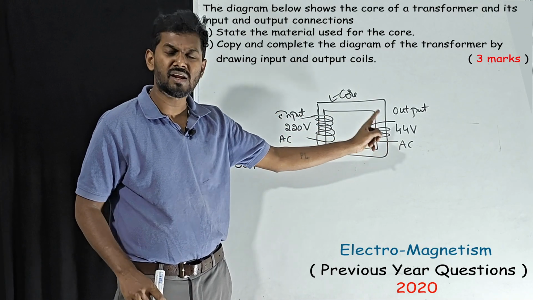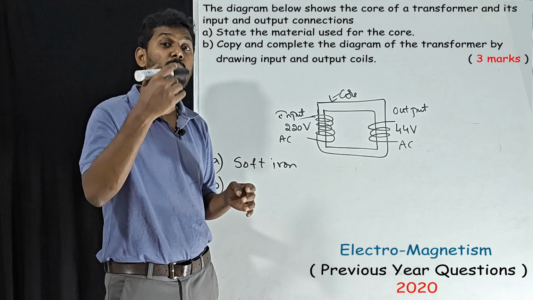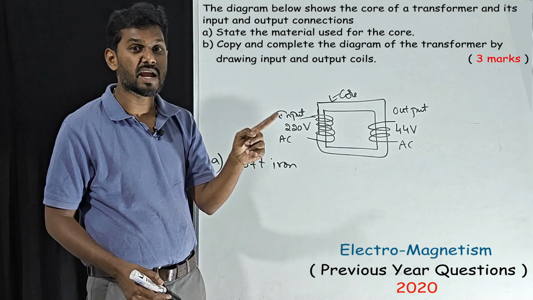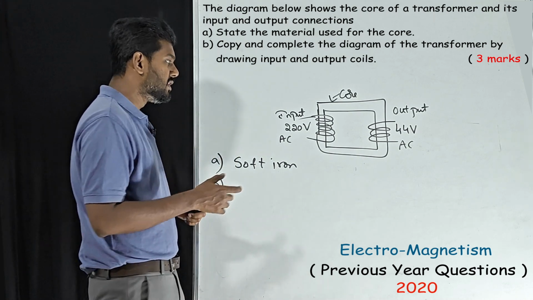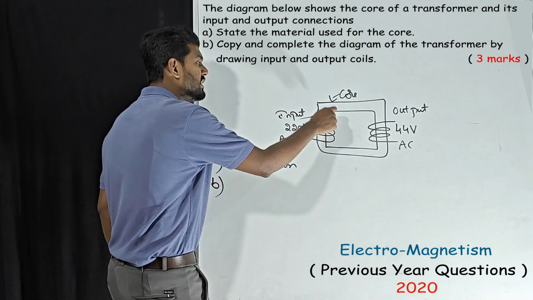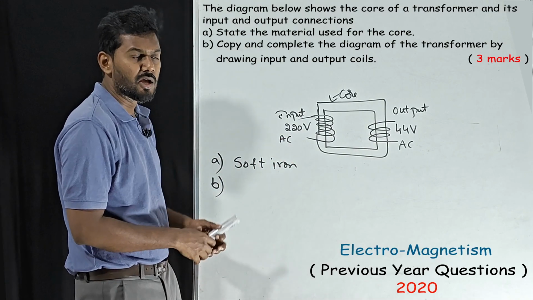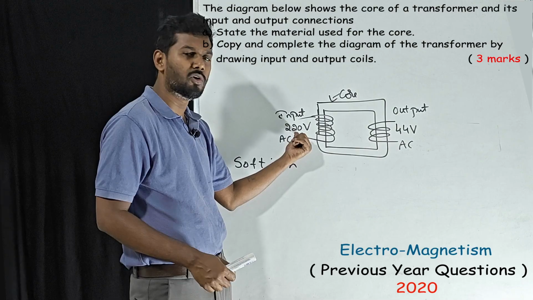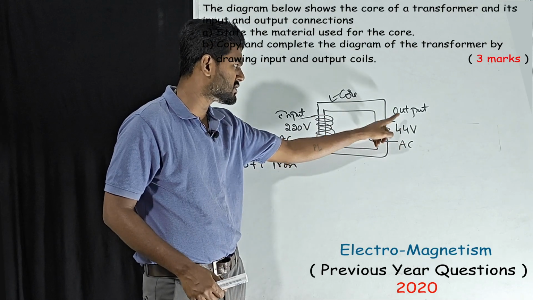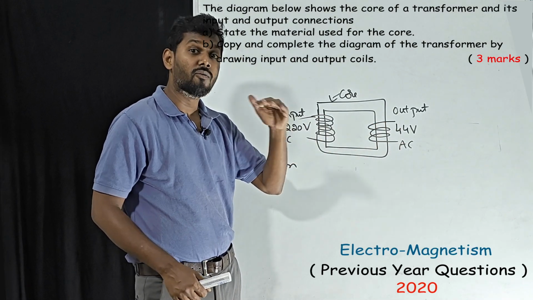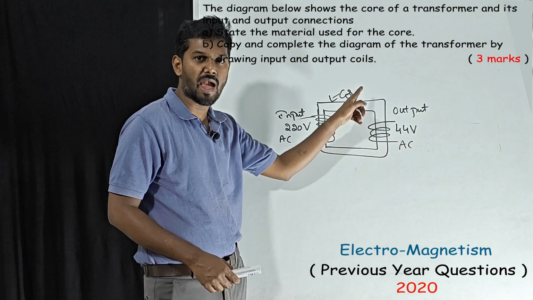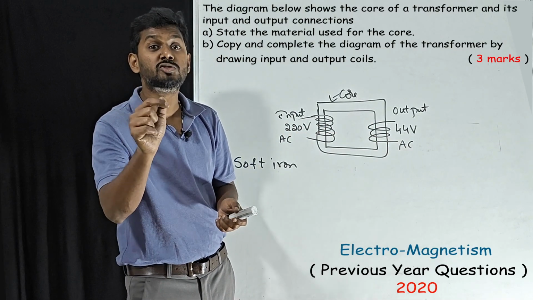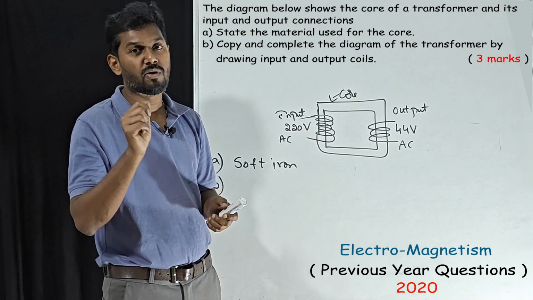So here the number of turns are less, but where the number of turns are less, that side the wires will be thicker. Keep that in mind. See, where we have more voltage, that side the number of turns should be more, correct? So this is a step down transformer. So here the voltage is less, 44, here the voltage is 220. So here the voltage is less, so the number of turns are less. But see, where we have less voltage, we have fewer turns. Where we have fewer turns, that side the wire should be thicker.